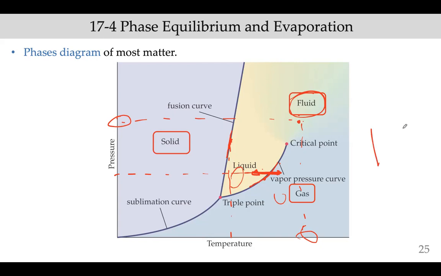An example is, let's say you have a closed container. Maybe you have your coffee mug and its lid is closed. So you have some water or coffee here, and it will have some gas here. They're in phase equilibrium. So that would correspond to a temperature and pressure value on this curve.